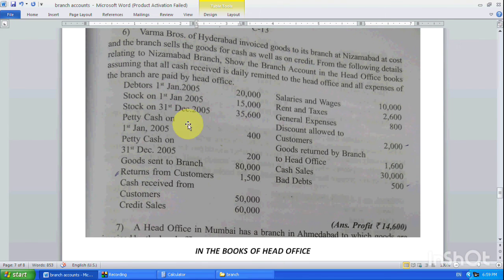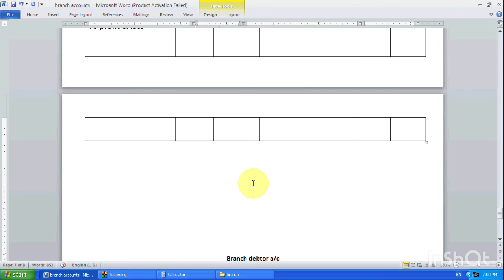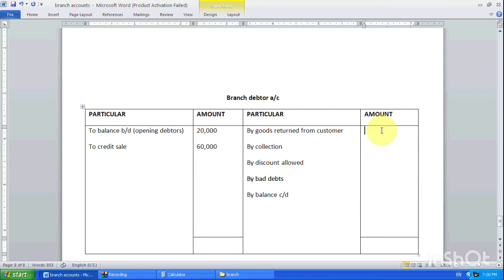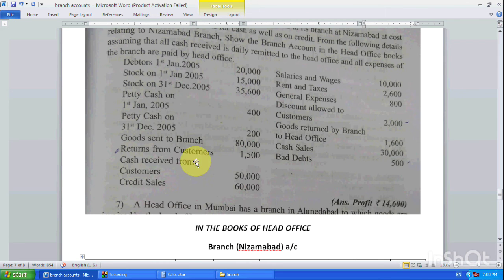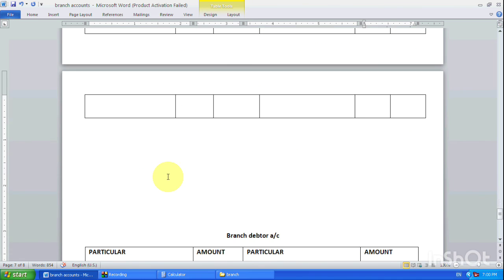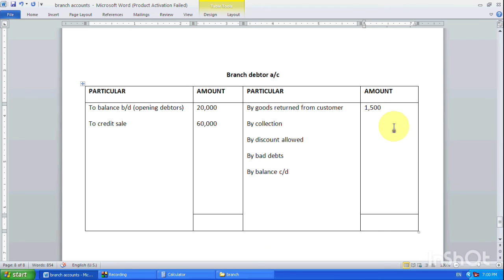Now here, the income side. See, one by one entry. Goods sent to branch. Return from customer 1,500. First write return from customer, how much? 1,500. Next entry, cash received from customer, how much? 50,000. So right here cash receipt, we can also call it collection. 50,000 is the cash receipt.